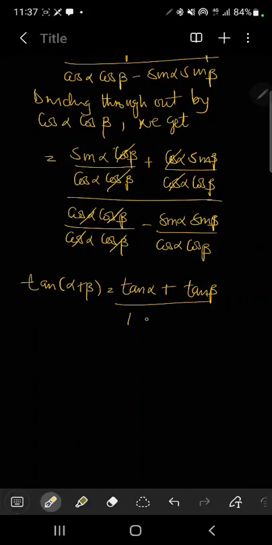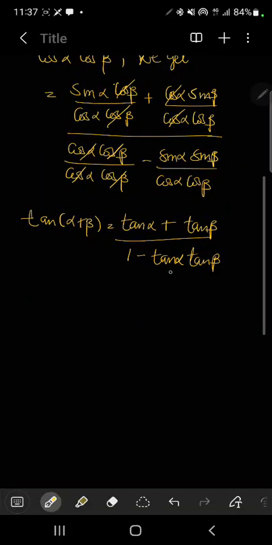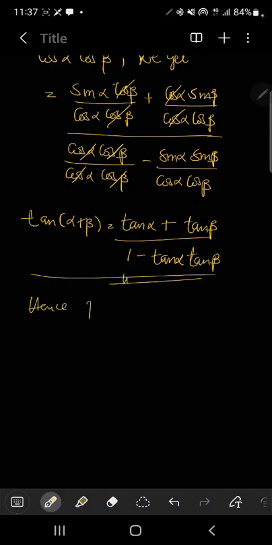That gives us 1 minus sine of alpha over cos of alpha, which gives us tan of alpha, then sine of beta over cos of beta, which gives us tan of beta. So this is what we are looking for. Hence proved.